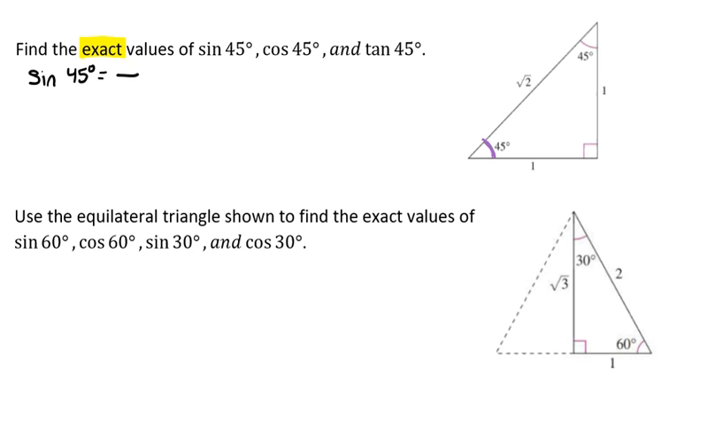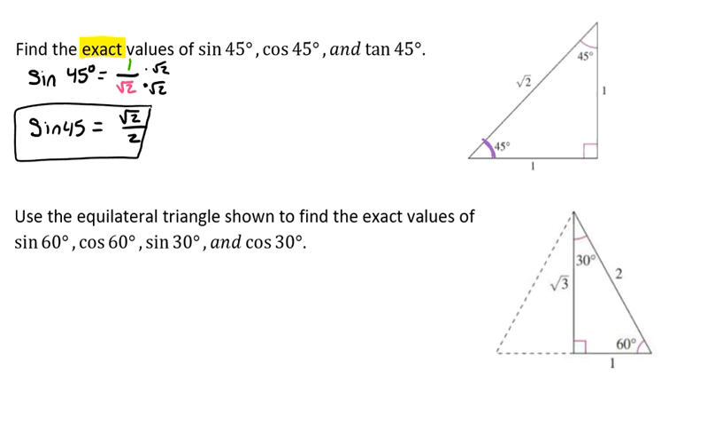Let's find the sine of 45 first. So again, its opposite was a 1, and its hypotenuse was a radical 2. But we can't leave a radical in the denominator, so we're going to need to rationalize it by multiplying the denominator and the numerator by radical 2. Doing that is going to give us the sine of 45 equals radical 2 over 2. And that is going to be our exact value for the sine of 45 degrees.